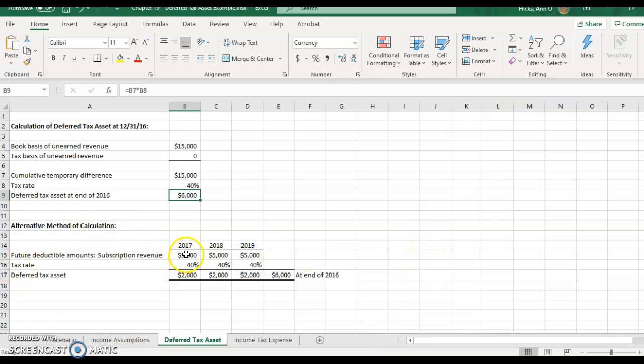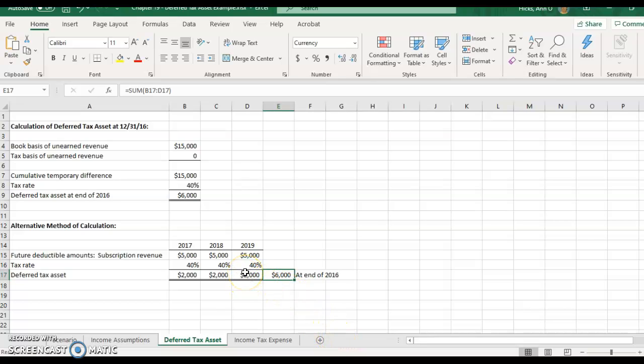And then you can see I've walked through a similar alternative approach to calculating that that we used with the deferred tax liability. The future deductible amounts for each year of $5,000, deductible in the sense that they will be included in financial statement income for those 3 years, but not taxable income, at a tax rate of 40%, leaves us with a deferred tax asset recognition or reversal of $2,000 for each of the 3 years. Adding that up, we've got $6,000 at the end of 2016.